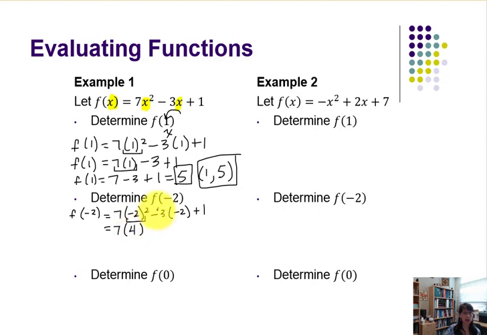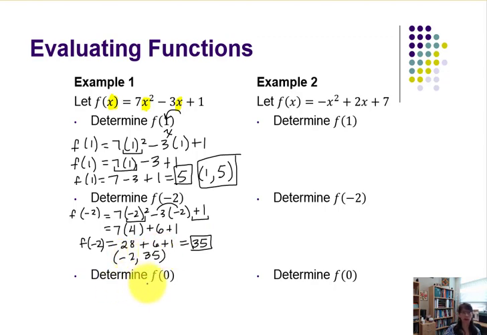Next, we have negative 3 times negative 2. That would be positive 6. Last, we have addition of 1. 7 times 4 would give us 28, plus 6 plus 1. So when we add those numbers up, 28 plus 7 more would give us 35. The ordered pair represented by f of negative 2 would be x value of negative 2, and then our output, or y value, is 35.